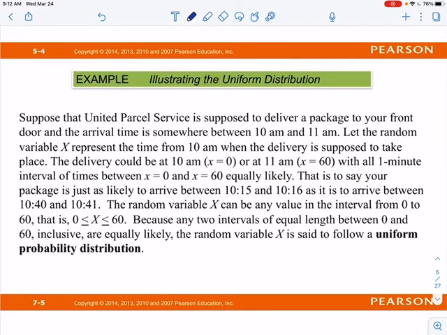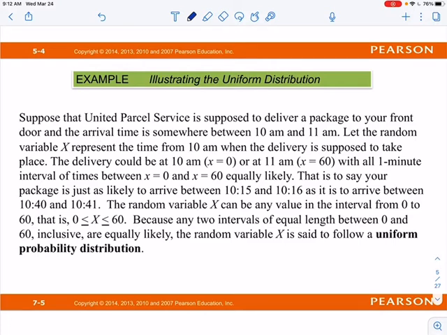So let's look at this example. Suppose that the United Parcel Service is supposed to deliver a package to your front door and the arrival time is somewhere between 10 a.m. and 11 a.m. Let the random variable x represent the time from 10 a.m. when the delivery is supposed to take place. The delivery could be at 10 a.m., meaning that x is going to equal 0 if you were thinking about this as a graph, which you're going to see on the next slide, or at 11 a.m., and in that case, x would equal 60.